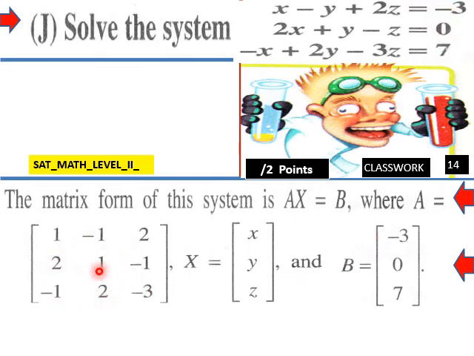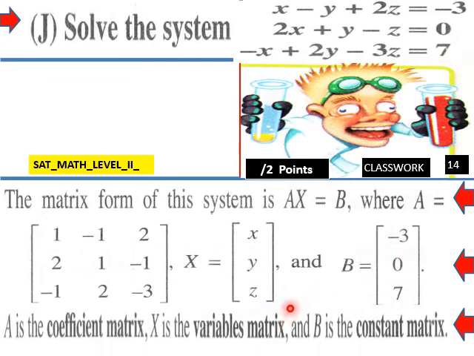Here are our coefficients for this part of the system. Then we have X as our variables, and B is our constants. So A is the coefficient matrix here, X is the variables matrix, which is a column matrix, and B is the constant matrix, which is a column matrix there.